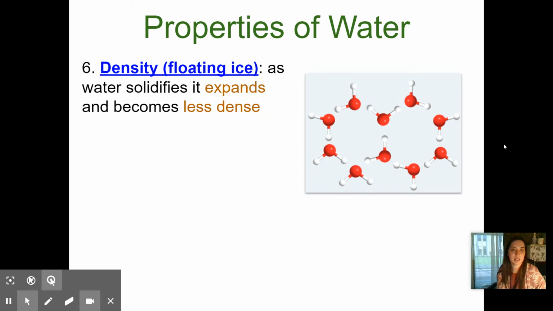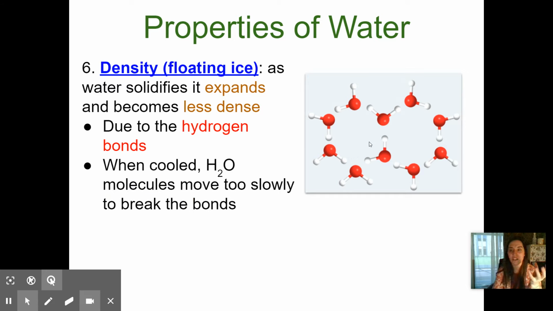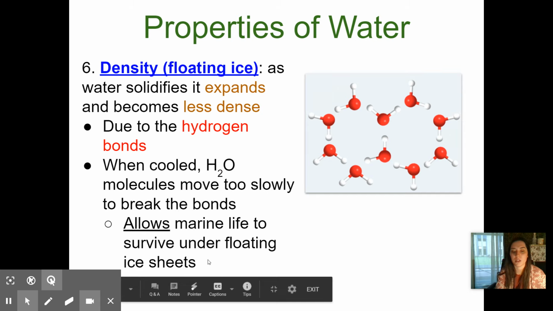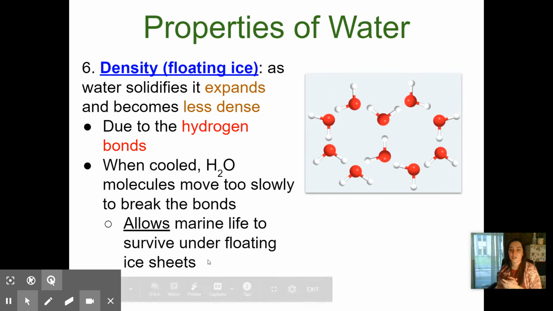All right, next one is density, or why ice floats. As water solidifies, it expands and becomes less dense, and this is because, again, of hydrogen bonds. Because of the hydrogen bonds, it's going to form a crystalline structure that looks like this. When cooled, water molecules move too slowly to break the bonds, and this allows marine life to survive under floating sheets. Obviously, if ice did not float, if it sank, then when large bodies of water froze over, the marine life would not survive.